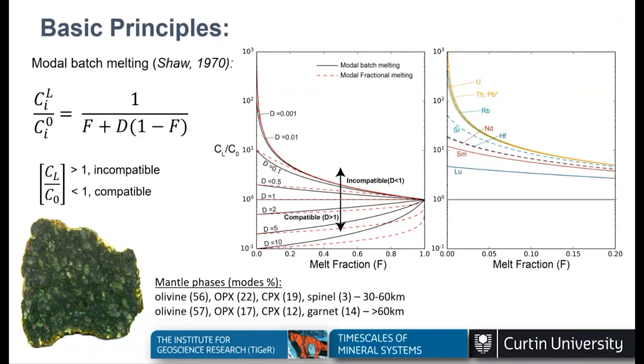And on the right-hand graph here, you can see I've thrown in approximate D values for parent and daughter elements that we're interested in, so things like uranium, thorium, lead, rubidium, strontium, samarium, neodymium. You can see they're all incompatible elements, right? But in some, and obviously uranium, thorium are most incompatible. Rubidium's pretty incompatible as well. And then things like lutetium and samarium are the least incompatible.